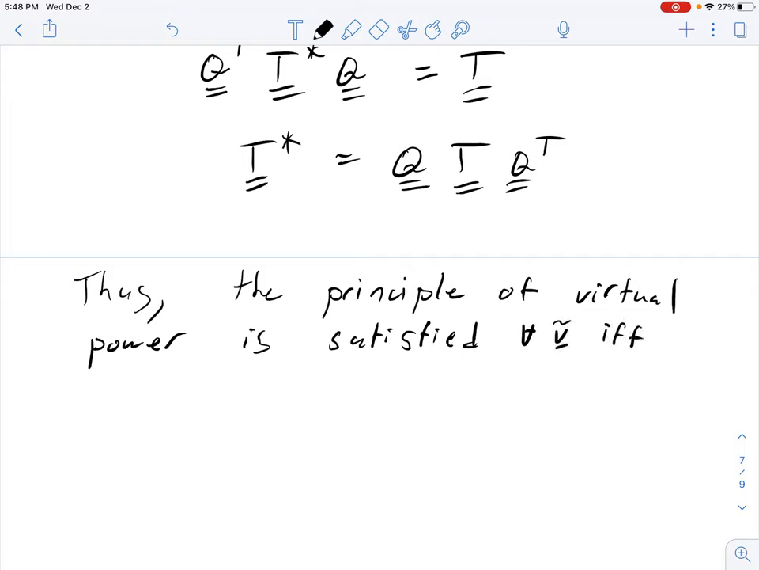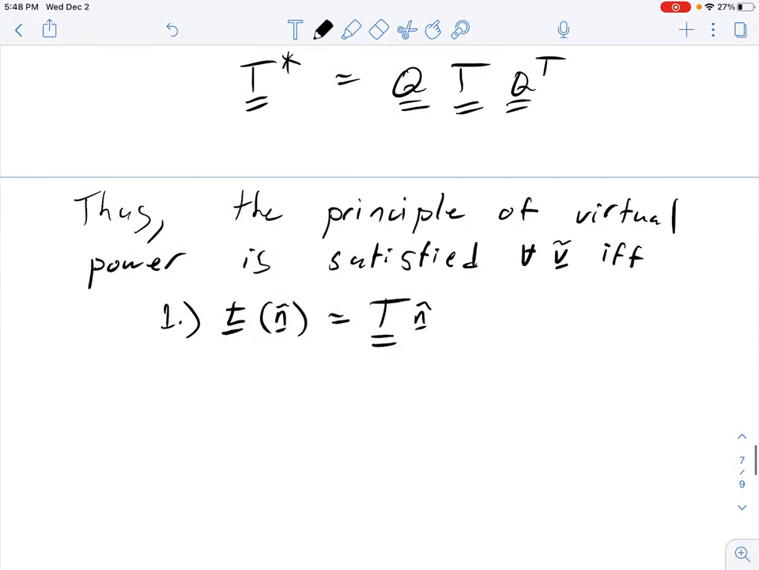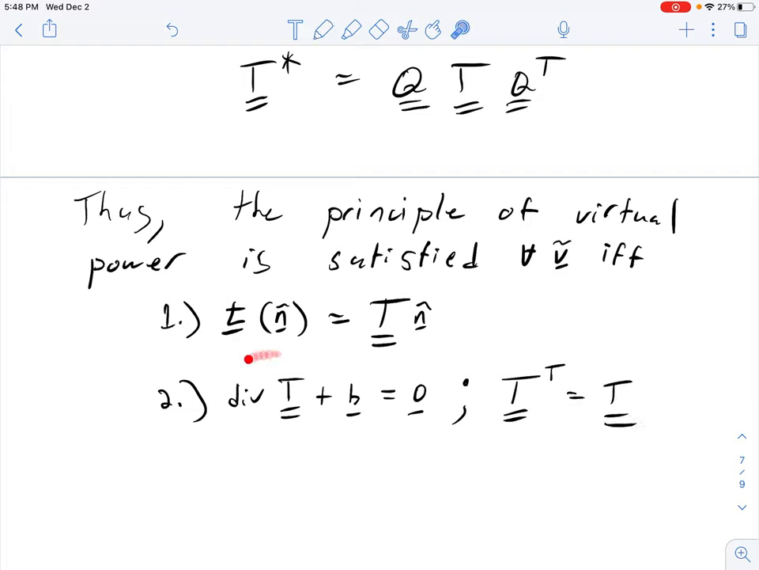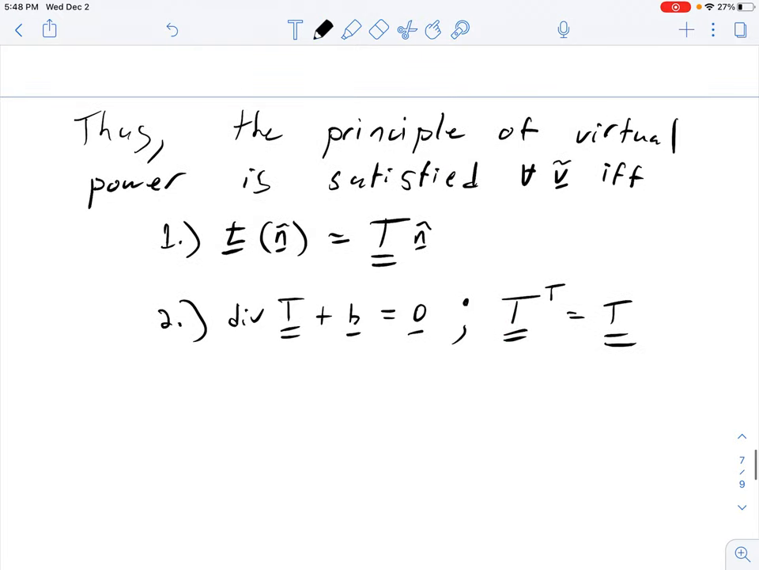This is if and only if, one, T of N is equal to the Cauchy stress acting on the normal. Two, div T plus B is equal to zero, and so that's linear momentum balance, and T transpose is equal to T. This one is linear momentum balance and this is angular momentum balance. And three, T star is equal to Q T Q transpose under change of frame, which is to say that the Cauchy stress tensor is frame indifferent.